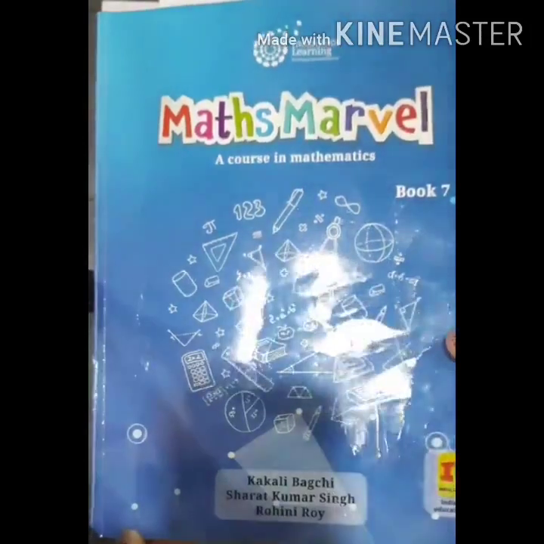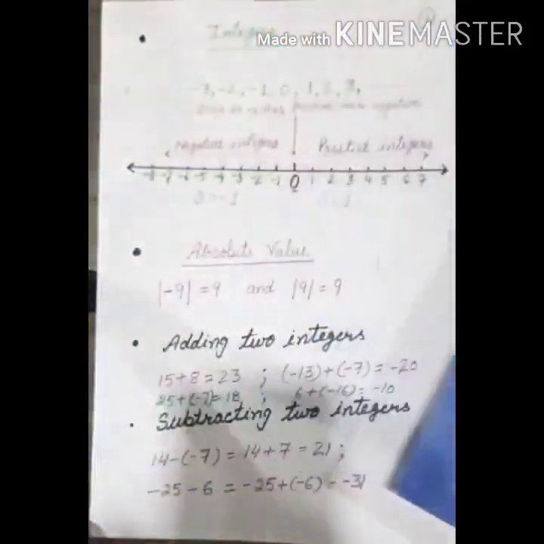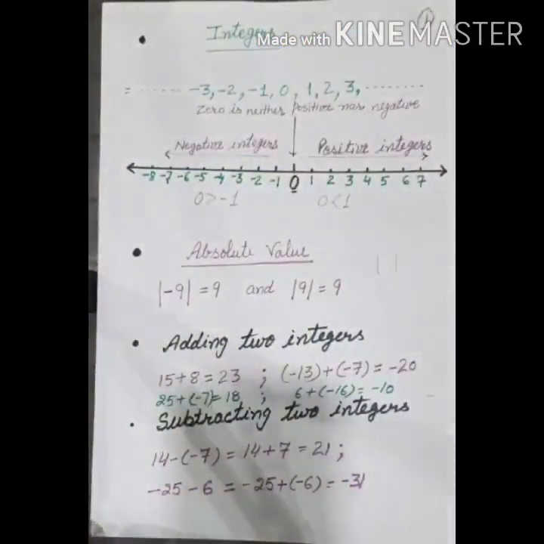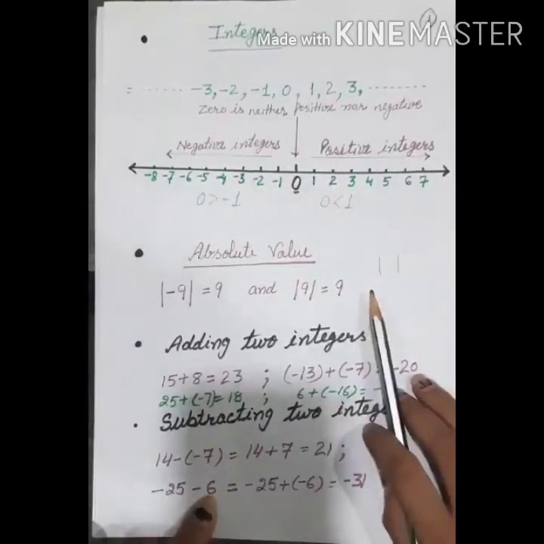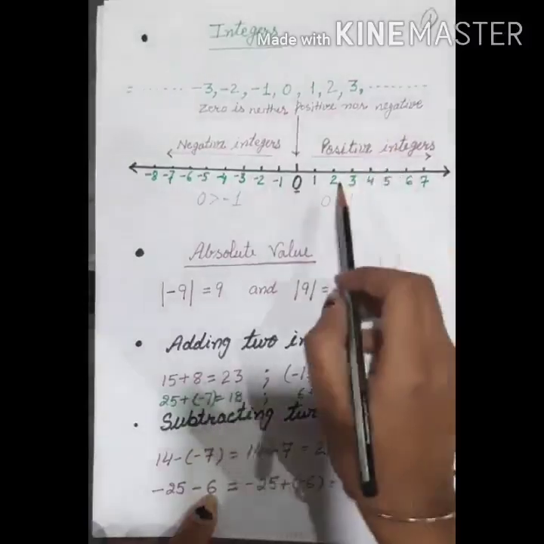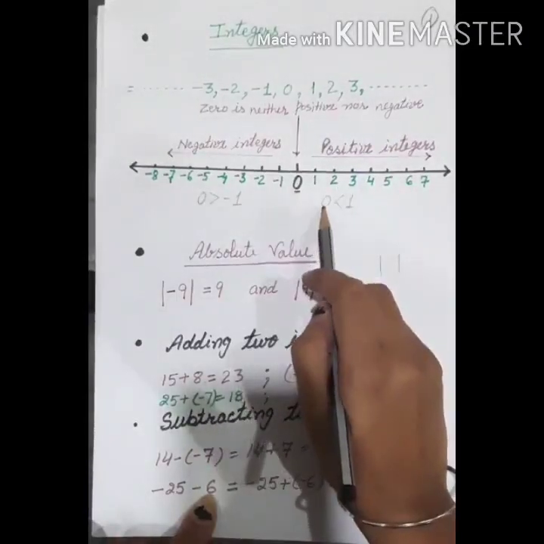Today we will start chapter 1. Name of the chapter is integers. Today we will discuss the properties of addition, subtraction, multiplication and division of integers.